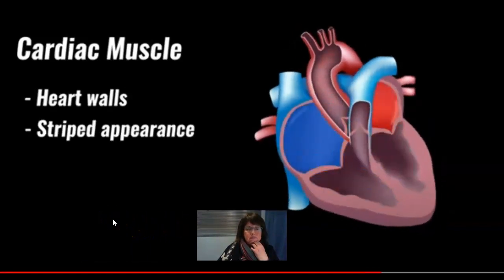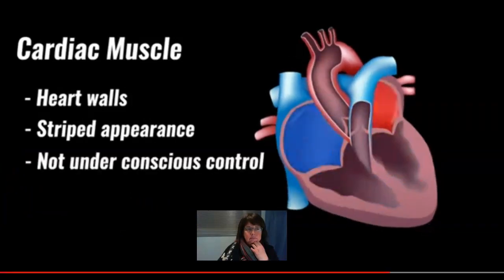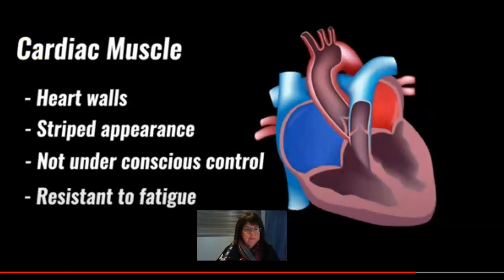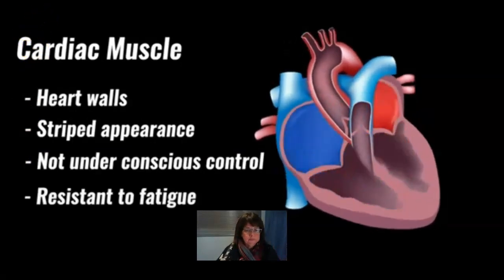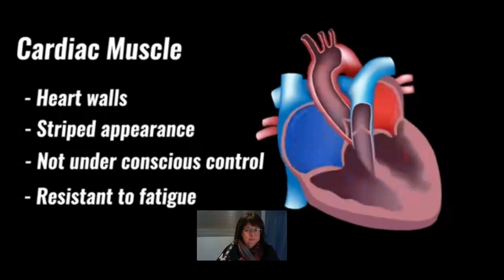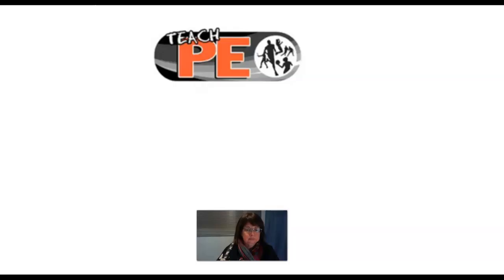Involuntary muscles help move food along the esophagus or constrict blood vessels to reduce blood flow. Cardiac muscle is highly specialized and resistant to fatigue. Cardiac muscle is found solely in the walls of the heart. It has similarities with skeletal muscles in that it has a striped appearance.